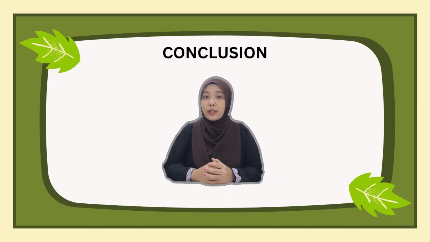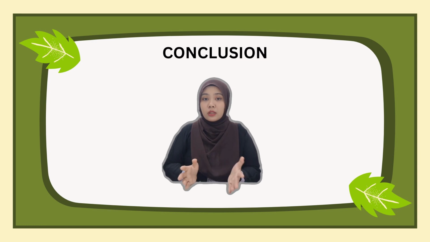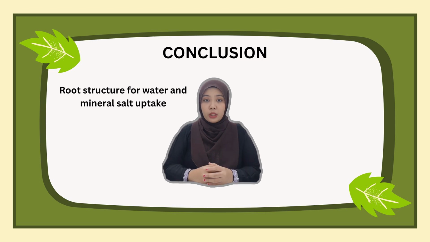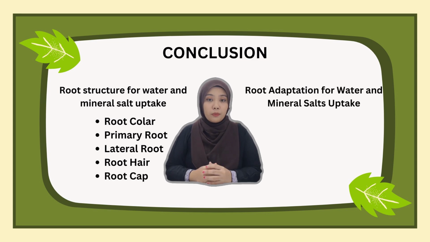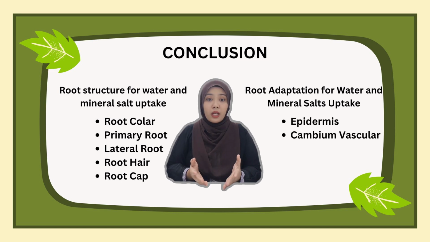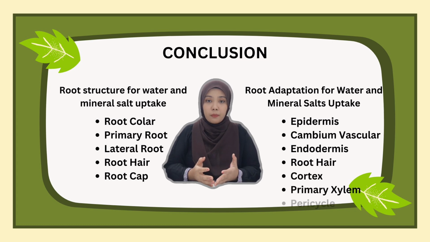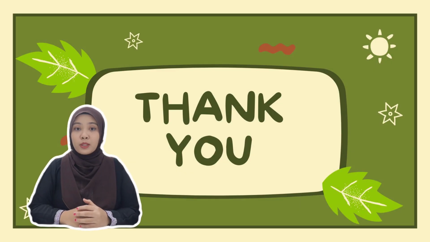In conclusion, we have learned one subtopic in this video, which is 3.2, Organs for Water and Mineral Salt Uptake. We have learned the root structures for water and mineral salt uptake, which are the root collar, primary root, lateral root, root hair, and root cap. And also we have learned root adaptation for water and mineral salt uptake, which involves the epidermis, vascular cambium, endodermis, root hair, cortex, primary xylem, pericycle, and primary phloem. Thank you for watching this video. I hope students enjoyed it.